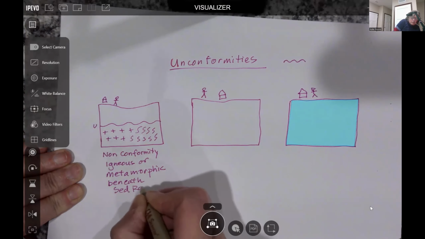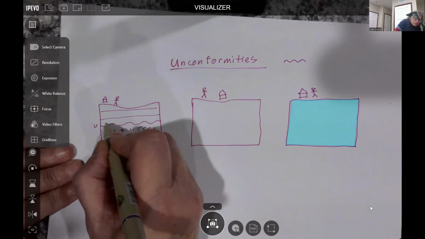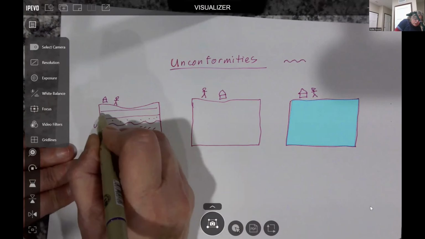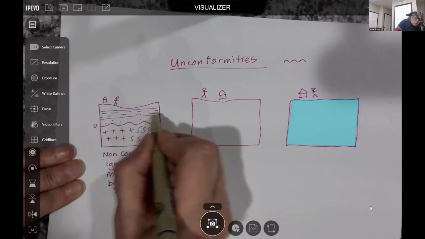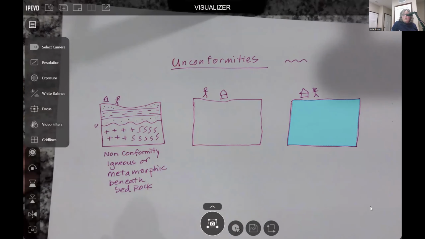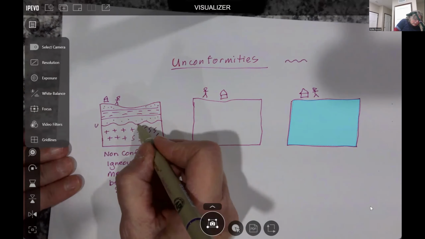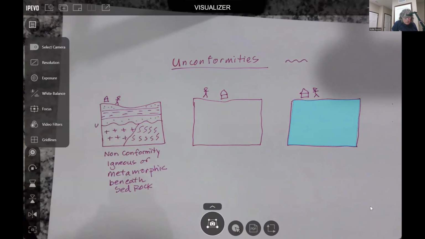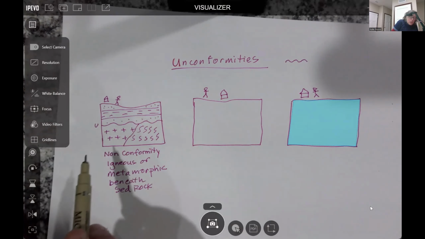sedimentary rock. So what happens here is I'm drawing some nice tidy layers of sedimentary rock here. I've got a sandstone with dots, a shale with some dashes, and then another sandstone up here near the land surface. So what happened here was that, well, I'll draw a little boundary between the igneous and the metamorphic rocks. They are our basement. We talked about basement last week, and that basement rock was uplifted.